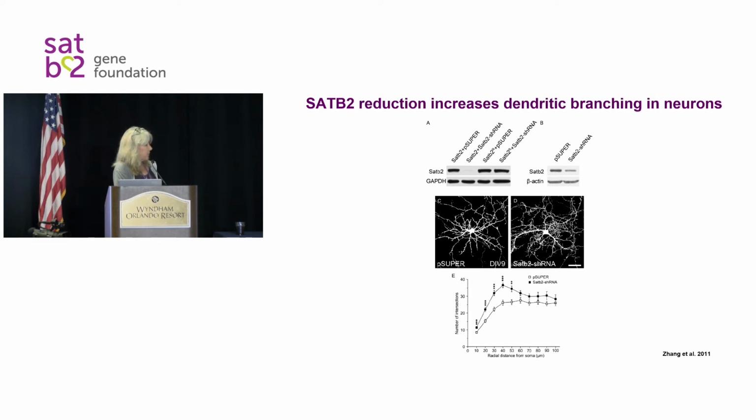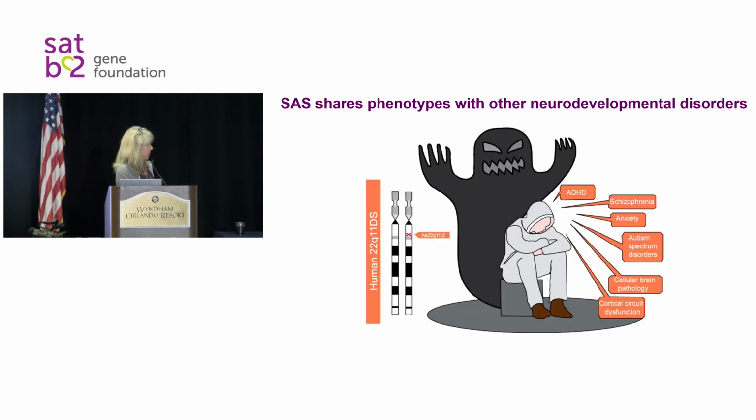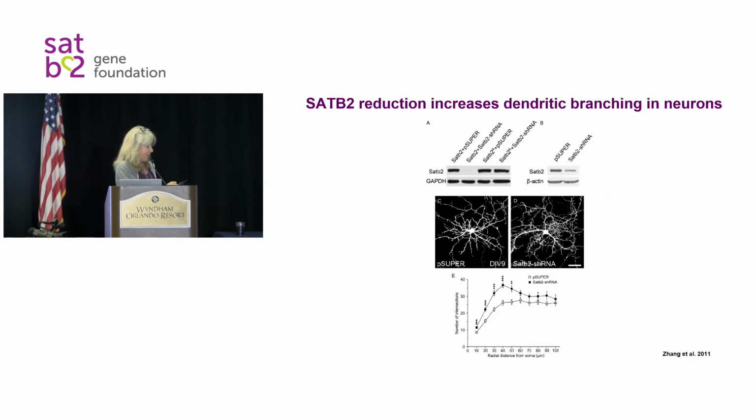But what I can tell you is what we've seen in neurons, and this is an example from a mouse neuron, and this is also published. I'm still pressing the wrong buttons. So these were neurons that have been isolated and are growing in a dish. You can see here this is a neuron, and you have these dendritic branches. And when a neuron has been reduced for SATB2, you see that there are a lot more of these branches. That's just shown here.